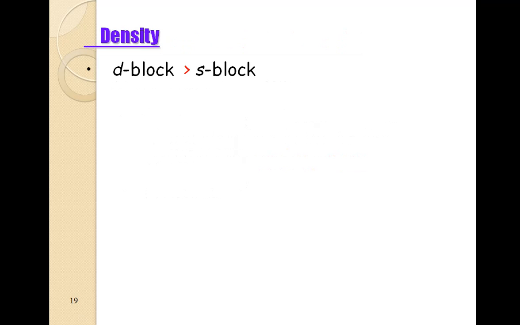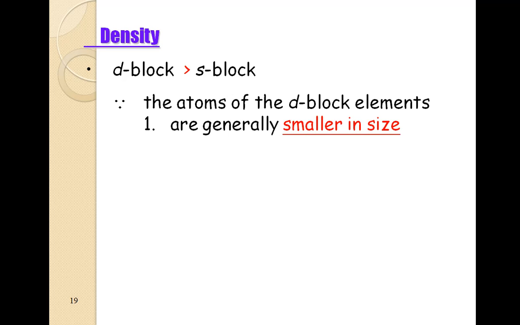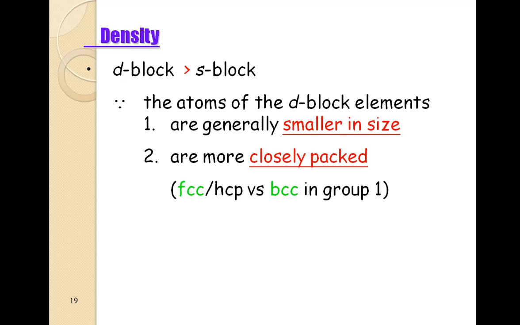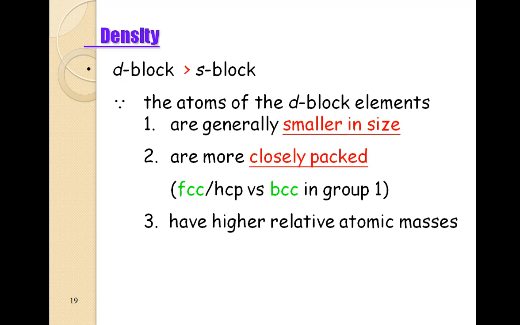Now let us talk about the density. D block elements are much more dense as compared to S block because the atoms of D block elements are, number 1, smaller in size and, number 2, more closely packed. In case of D block, the packing is FCC or HCP, whereas in group 1 elements, if there is any packing, that is BCC. And number 3, they have higher relative atomic masses.